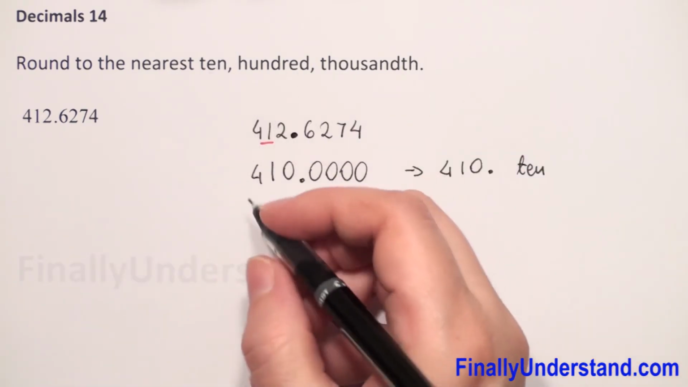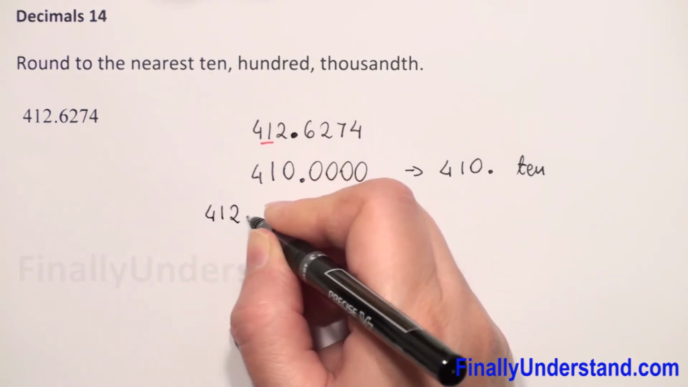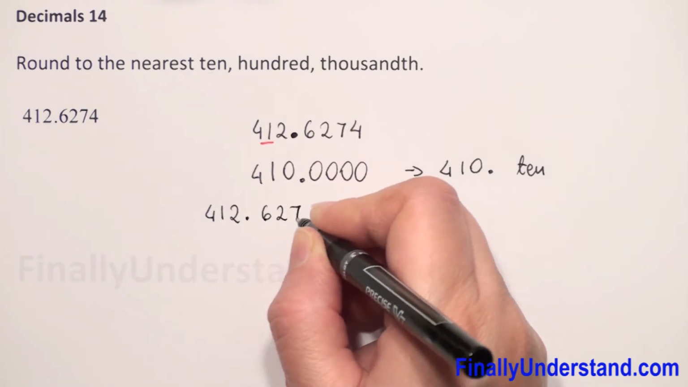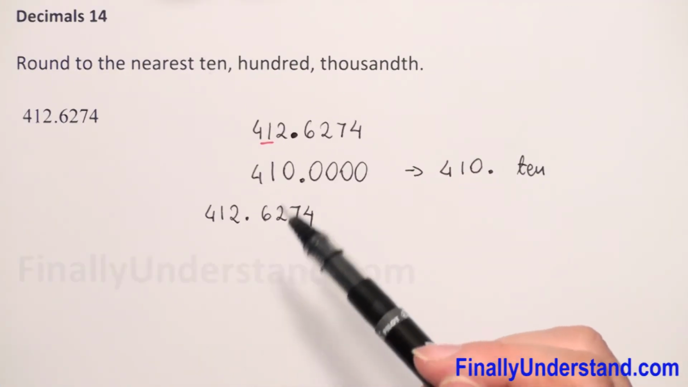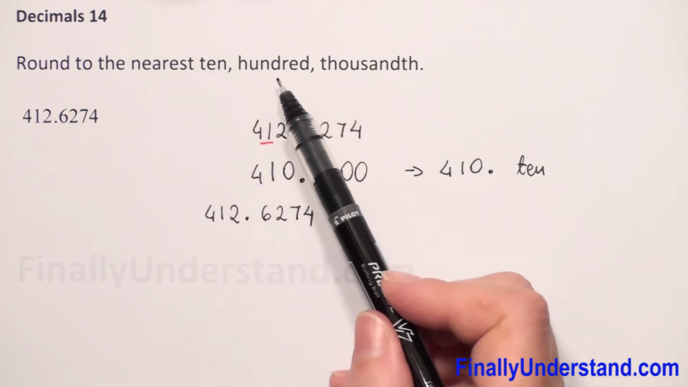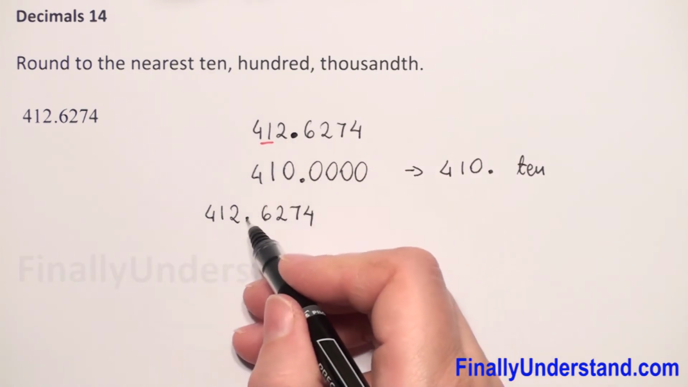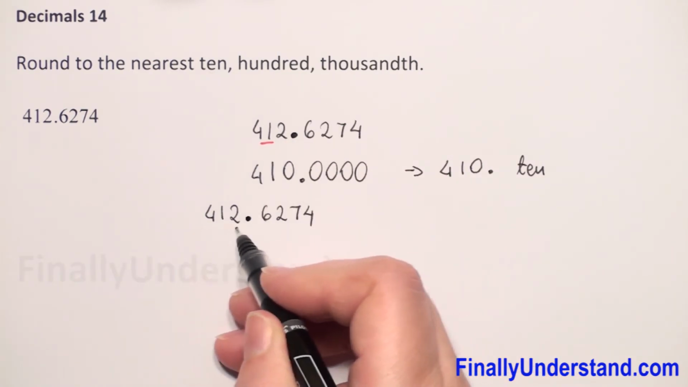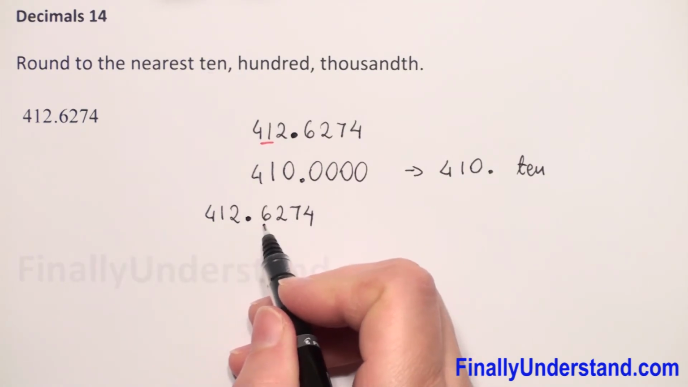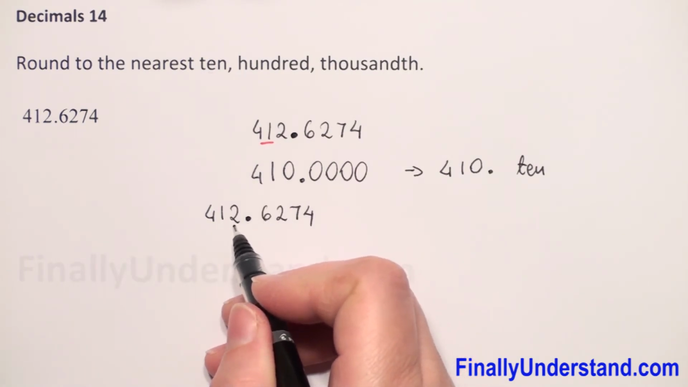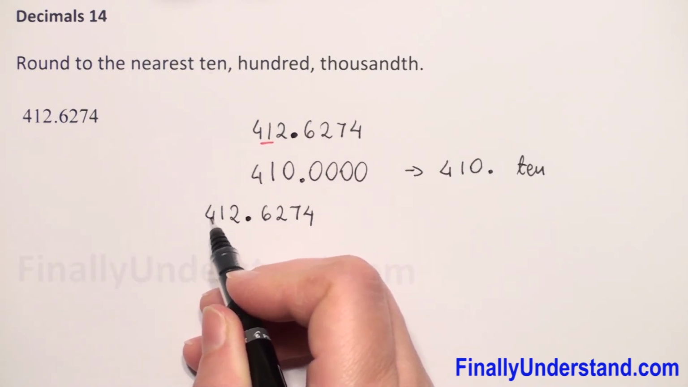Next we have 100. So let me copy our example one more time. We have 412 decimal point 6274. First, we have to always find the value to which we have to round our number. Nearest 100, so it means we have to move to the left from the decimal point. Decimal point is between ones and tenths. So ones, tens, next is 100. We have 4 hundreds.